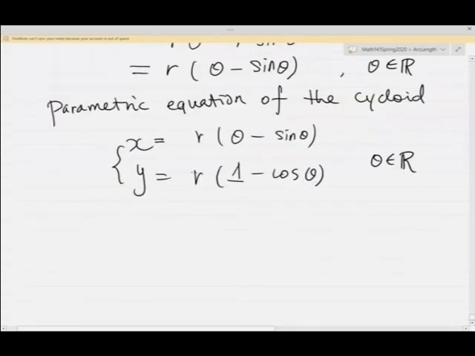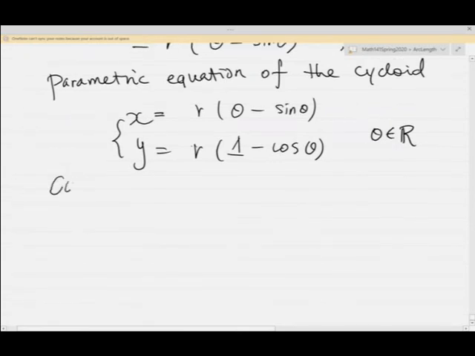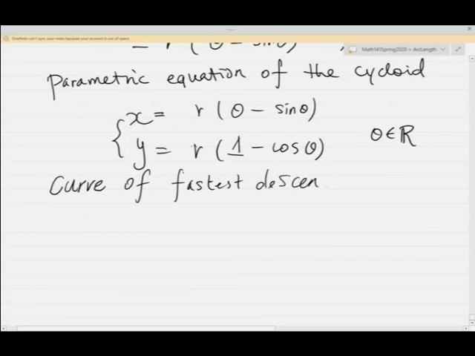So another question of this cycloid is the fast descent curve, the curve of fastest descent. Okay, this question is posted by Johann Bernoulli.